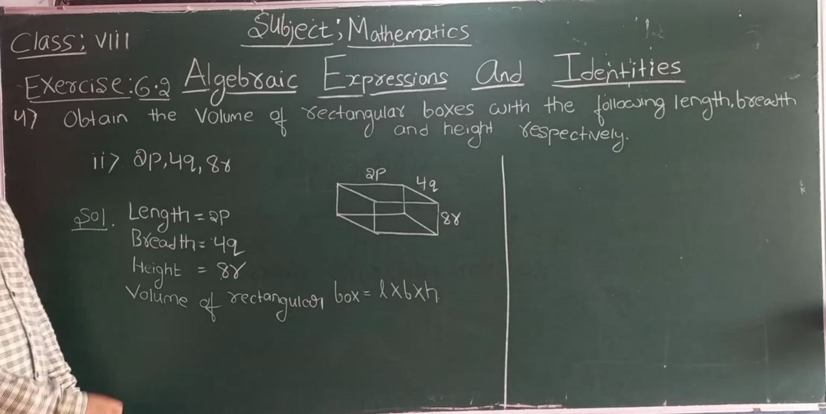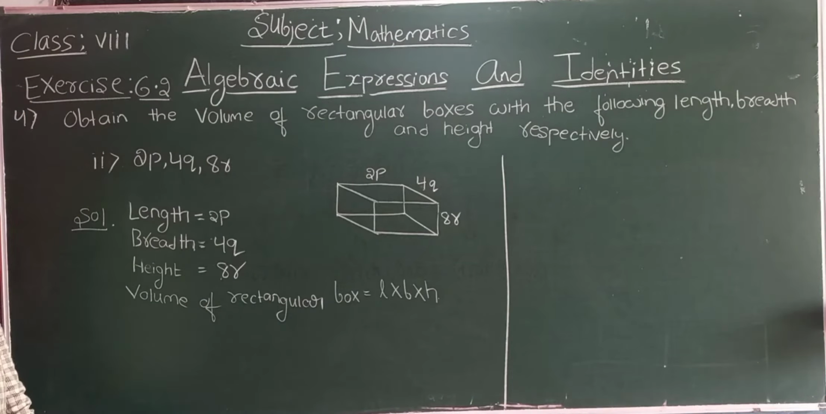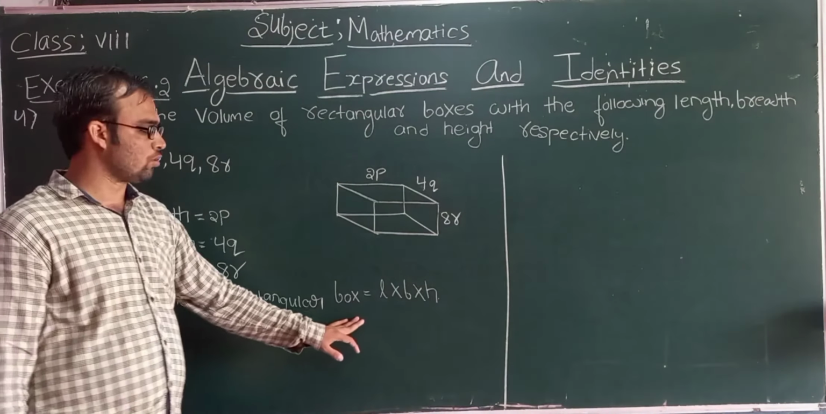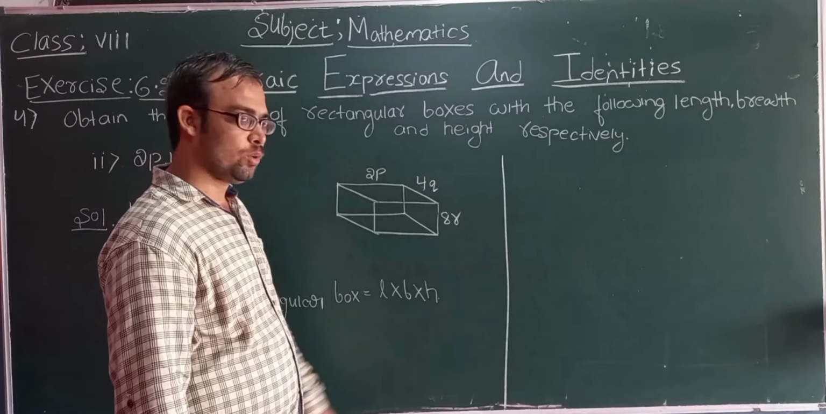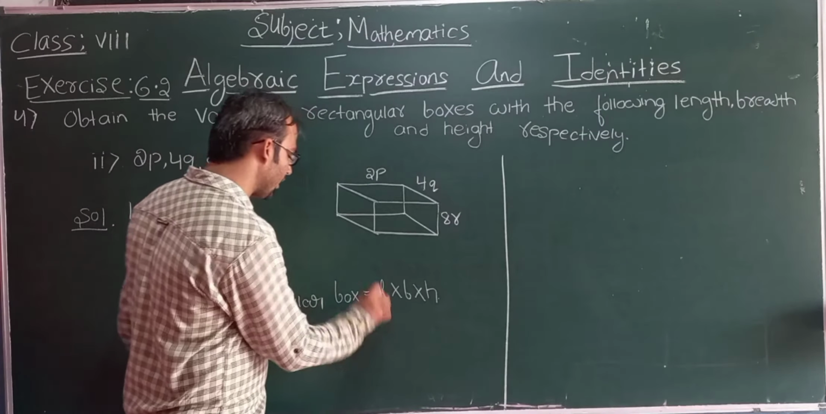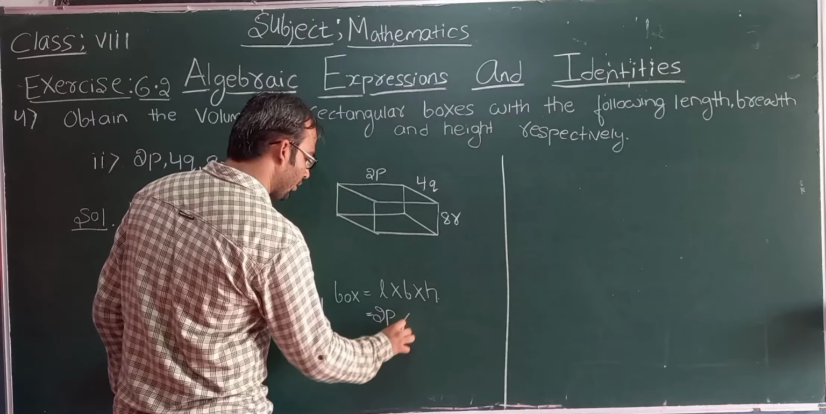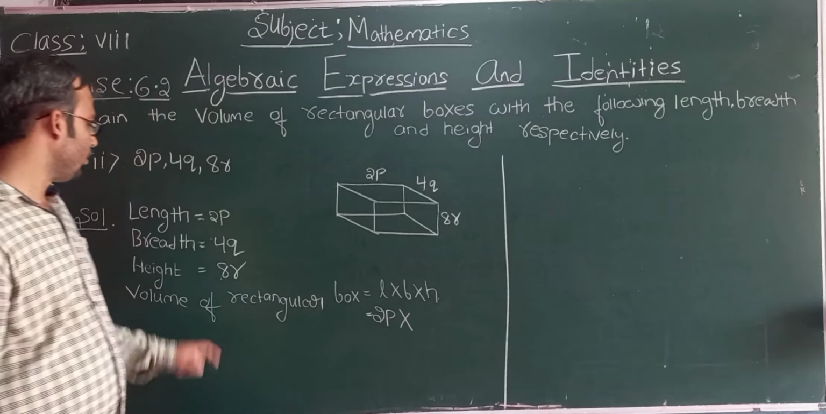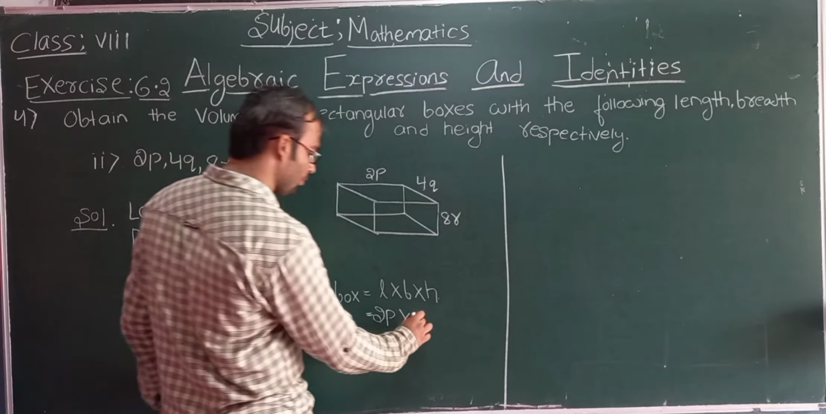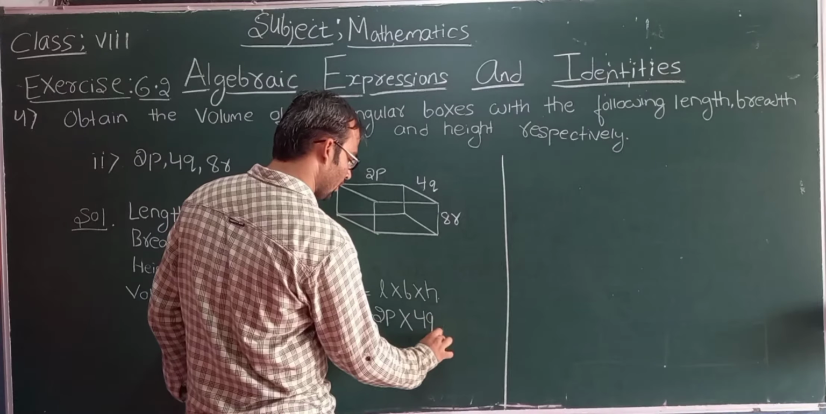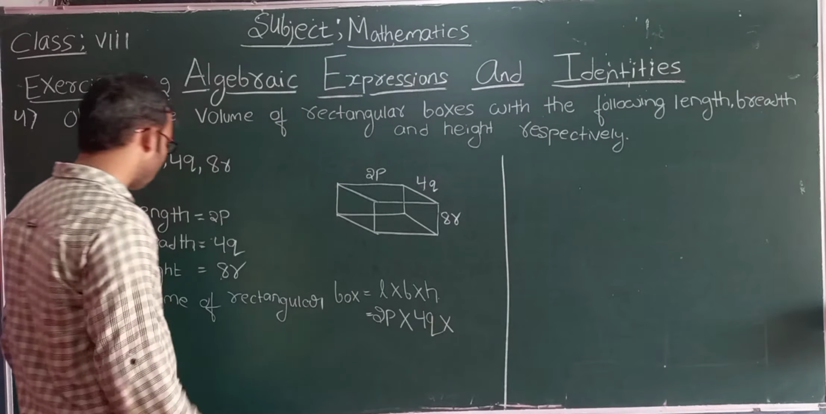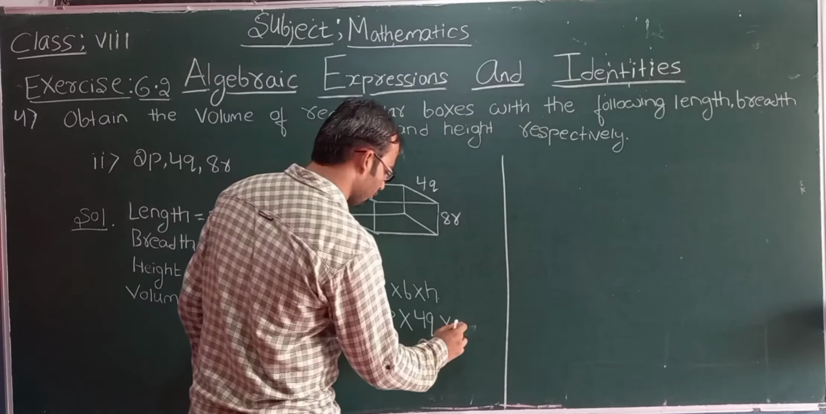Okay, then what we need to find? We need to find the volume of the rectangular box. As I told you, volume of rectangular box is equals to what? Length into breadth into height. Okay, and here what is the length? 2p. Length is 2p into breadth is 4q, and height is 8r.